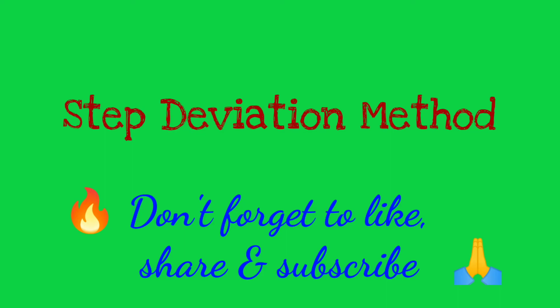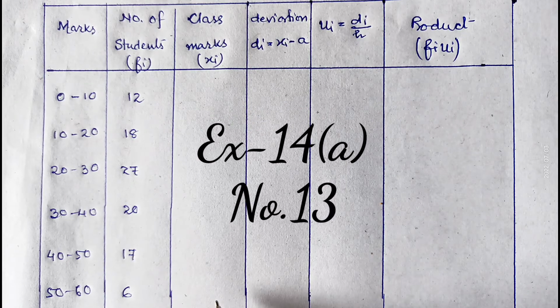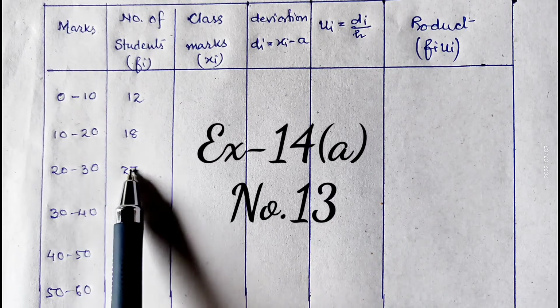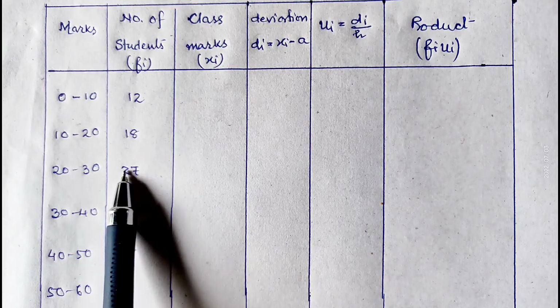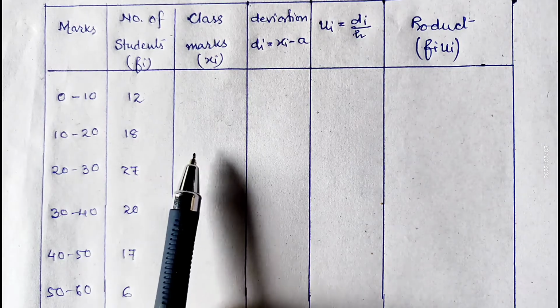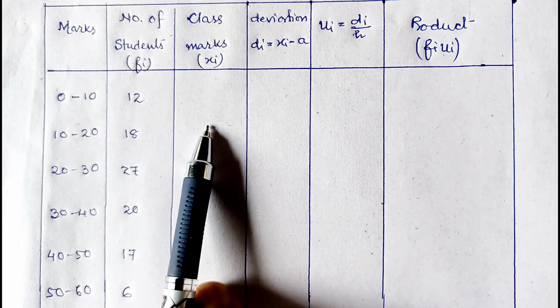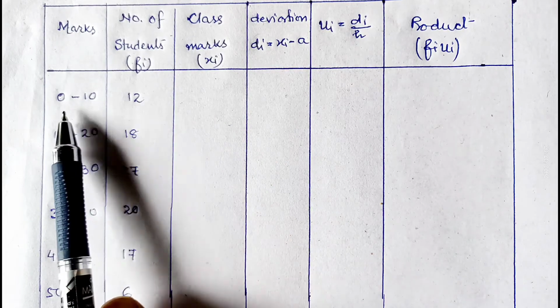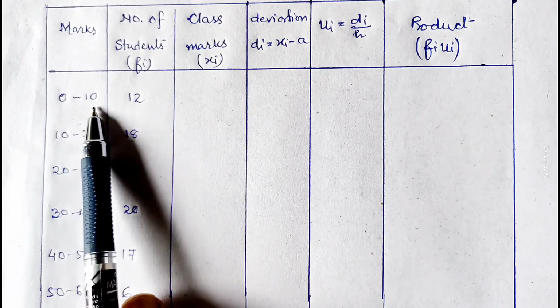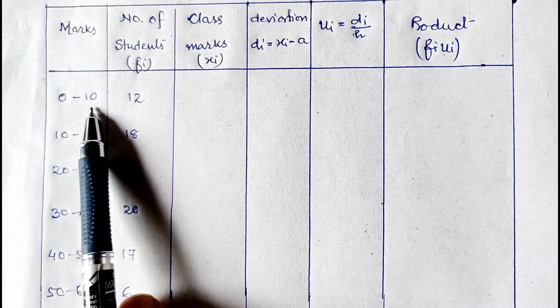In the last video I did up to number 12, and let me show number 13 using the step deviation method. Here the marks and number of students, these two columns, are given in the question. We have to first find the class marks. In the previous sums I told you how to calculate class mark. For calculating class mark we add the lower limit and upper limit, and after adding these two we divide by 2.